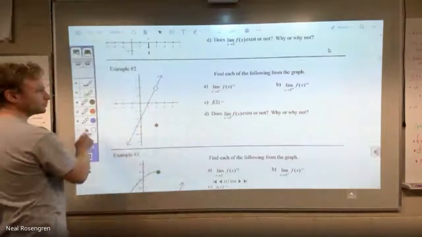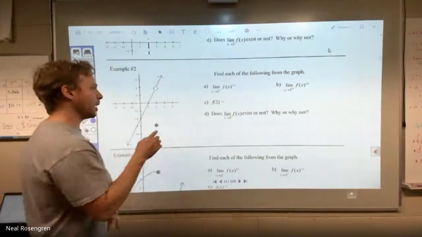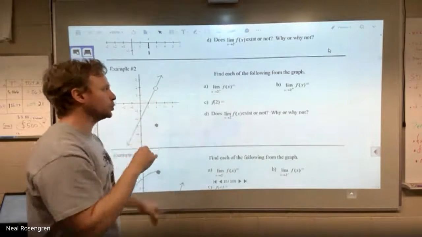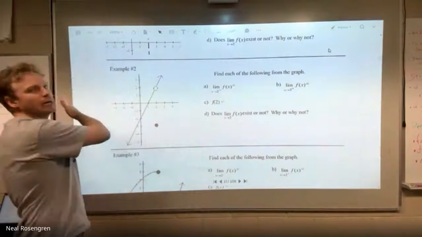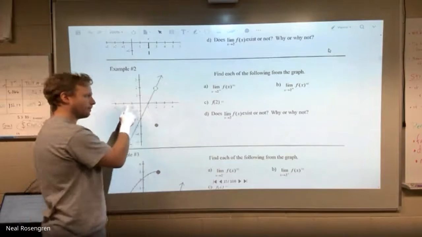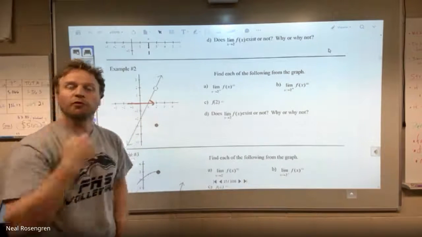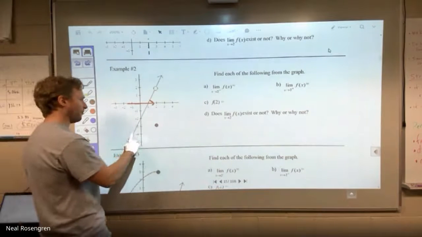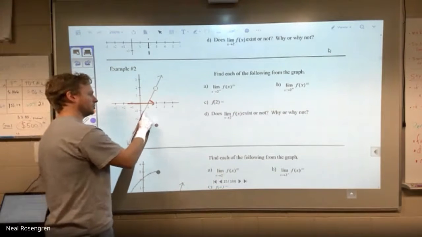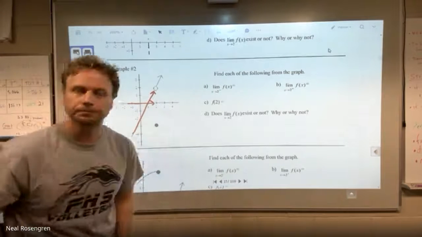I like it. Okay, so they want us to go to 2 again, so that's nice. As we approach 2, and part A has that little negative, so that's from the negative side of the graph. So in my mind, I'm going like this, and I'm approaching 2 from the left. And to do that, I follow the function as I get closer and closer and closer to it.